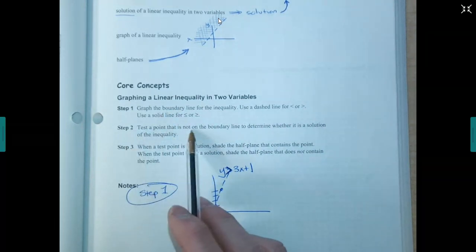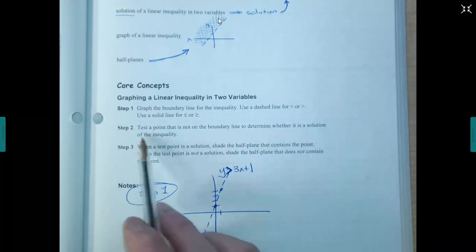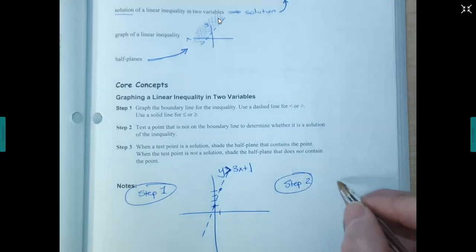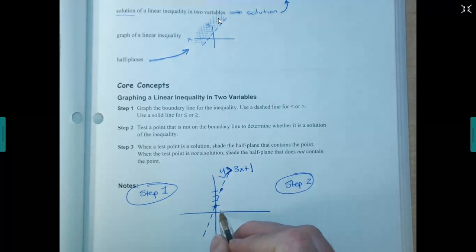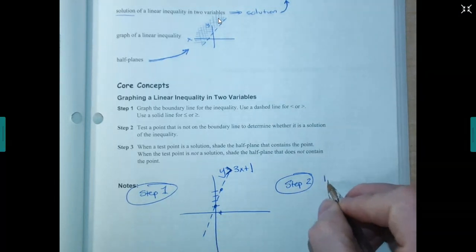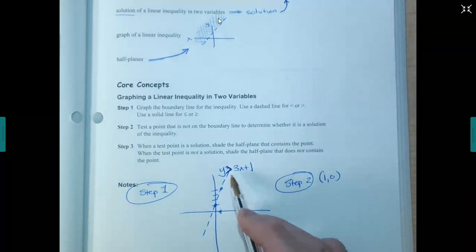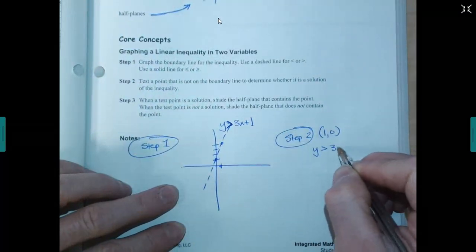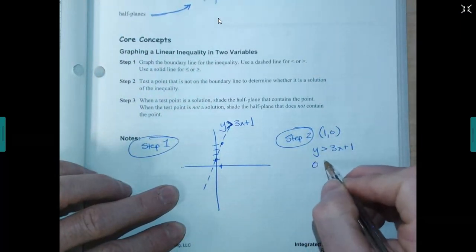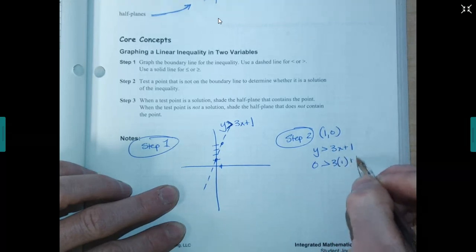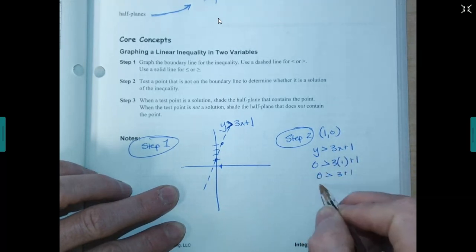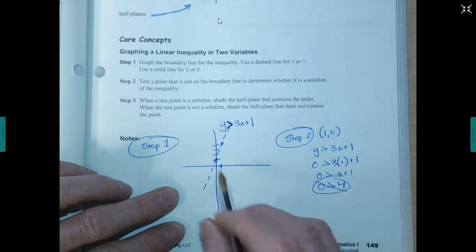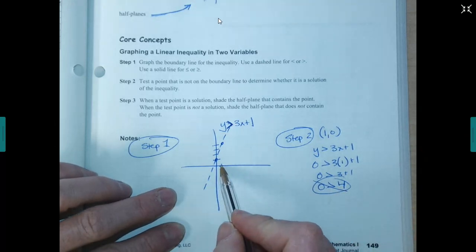Step number 2, test a point that is not on the boundary line to determine whether it's a solution or not. So I'm going to pick a point, let's say this point right here, 1, 0. And I see if it satisfies this. So I have y is greater than 3x plus 1. So 0 is greater than 3 times 1 plus 1. 0 is greater than 3 plus 1. 0 is greater than 4. That is not true.